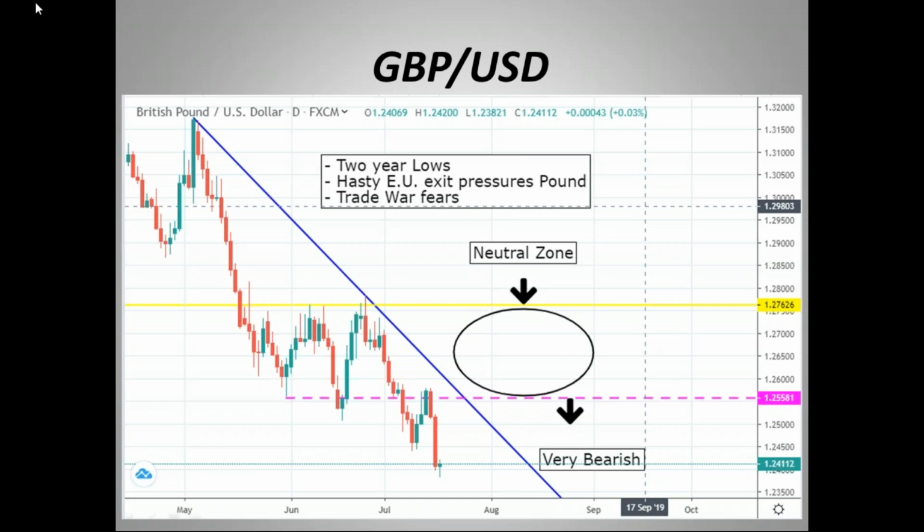Then we have all over the news the hasty EU exit pressures for the pound, meaning the October 31st deadline. I find a lot of irony in this thought coming out of the Eurozone over the past couple of days. I don't know how Brexit possibly could be a hasty exit since they've been dealing with this for a couple of years. So to me, I found it rather ironic that was one of the biggest news releases coming out of Europe today. And then we have trade war fears again.